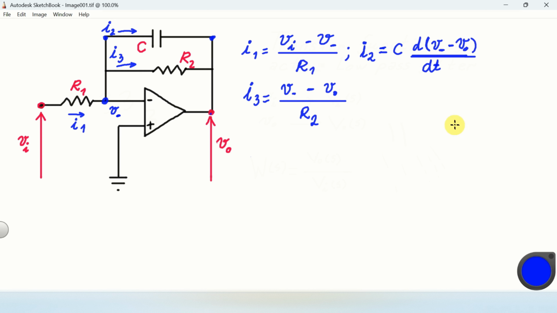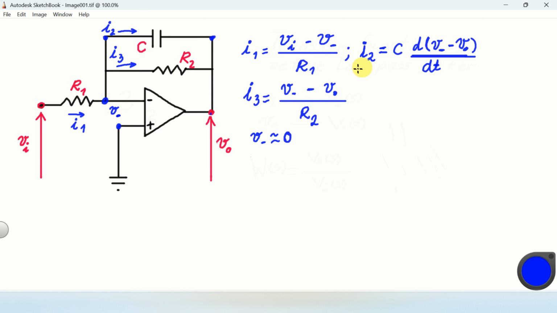Let us further analyze this circuit. The potential or the voltage of this non-inverting input is 0. This is because this non-inverting input is grounded. From the basic theory of ideal operational amplifier, we know that the potentials on the inverting and non-inverting inputs are approximately equal. Consequently, we can safely assume that V minus is approximately 0.